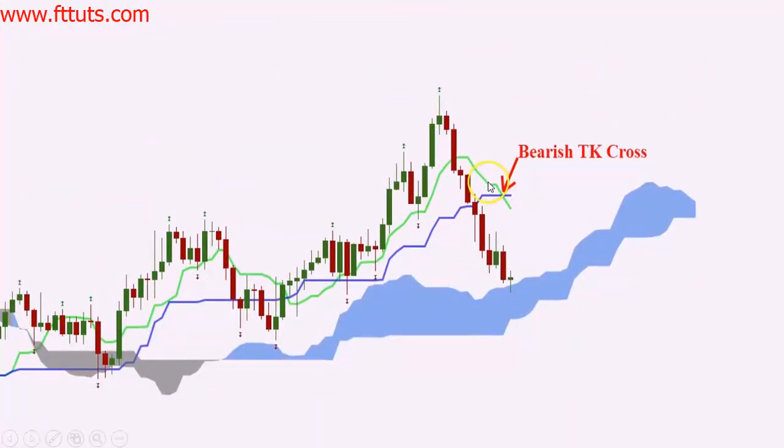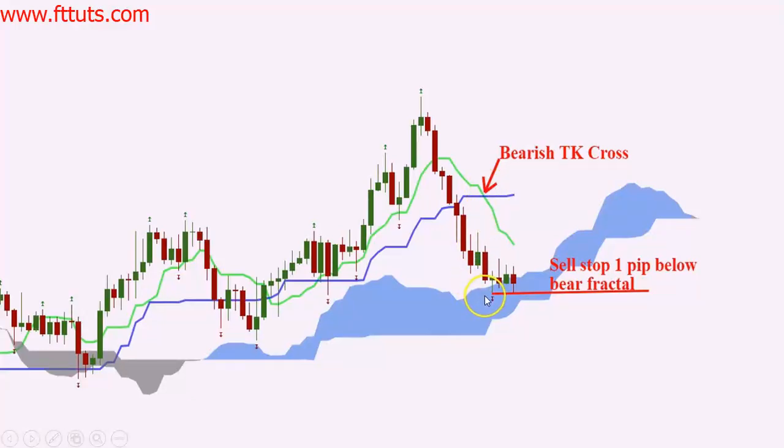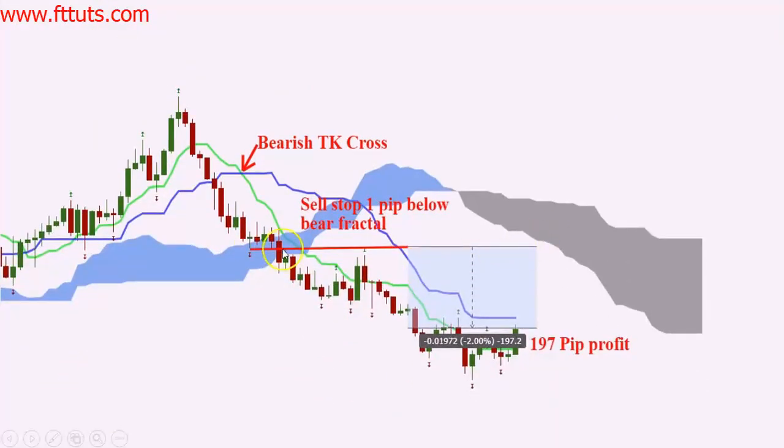Now here you got a bearish TK crossover. Now you got the first bearish fractal. Now this was a break here, but you got a first fractal of this direction because you got a TK crossover that's bearish. On this side you had a bullish crossover. You place a sell stop 1 pip below the bear fractal. And you can see your trade was triggered, and you would have profited 197 pip profit.